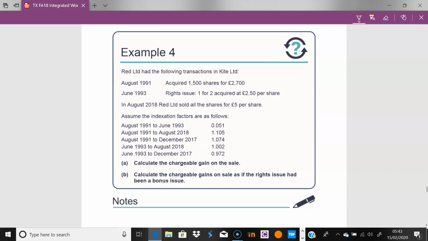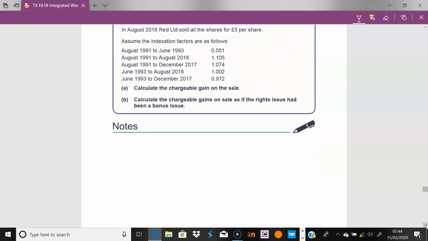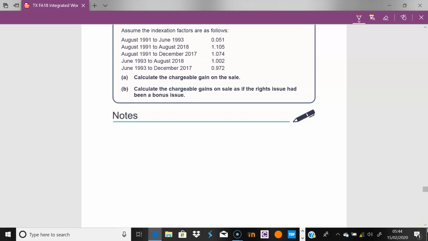So Red acquired the following transactions in Kite Limited. In August 91, he acquired 1,500 shares for 2,700. So let's set up our table to see as we're going. August 91, number of shares 1,500, cost 2,700, and of course the indexed cost on that date would also be 2,700.